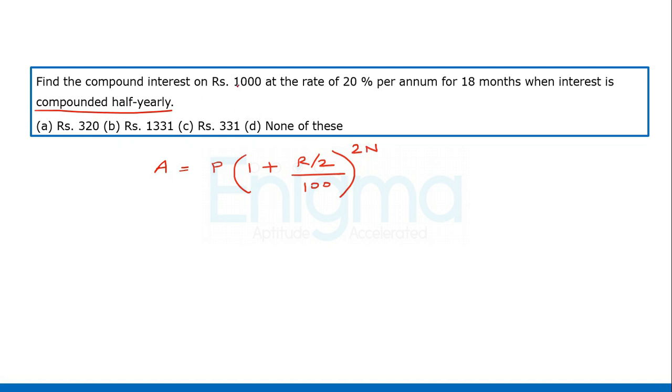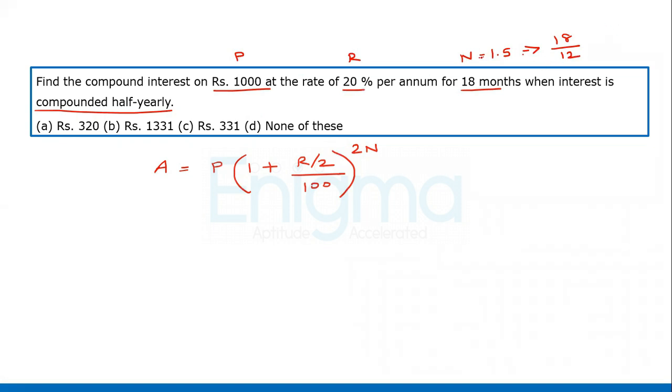Now, in this case, P will be 1000, rate will be 20. Now, it is 18 months. Now, we always take n in terms of years. So, n will be 1.5. We get 1.5 by doing 18 upon 12 because there are 12 months in 1 year.